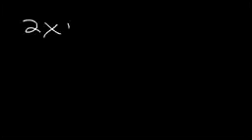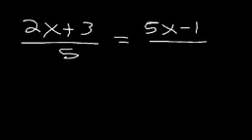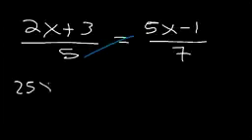Now, let's say you were to receive an equation that looks like this. How would you solve for x? In this situation, what you need to do is cross multiply. 5 times 5x minus 1. You need to distribute the 5 to the 5x and the negative 1. 5 times 5x is 25x. 5 times negative 1 is negative 5.